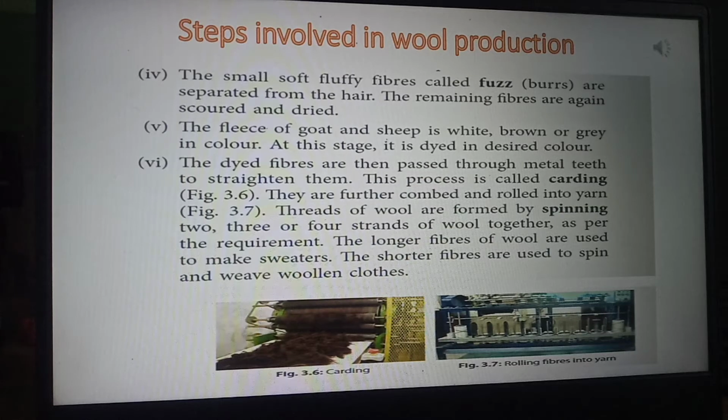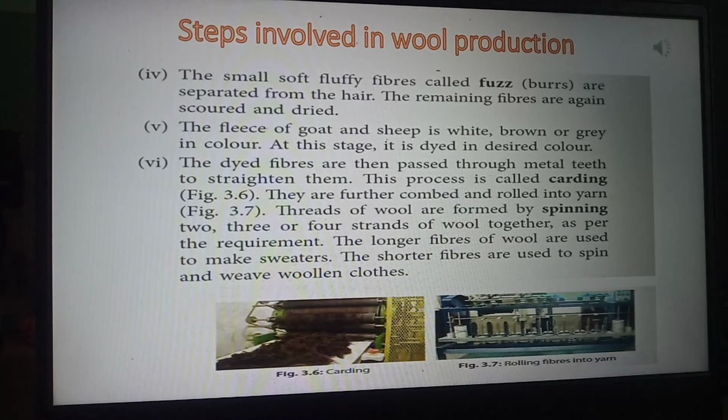The threads of wool are formed by spinning 2, 3 or 4 strands of wool together. Okay, we have got the threads over here. Can you see here? And these threads of wool are formed by spinning 2, 3 or 4 strands of wool together as required.